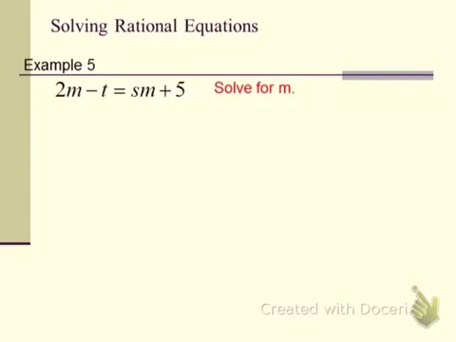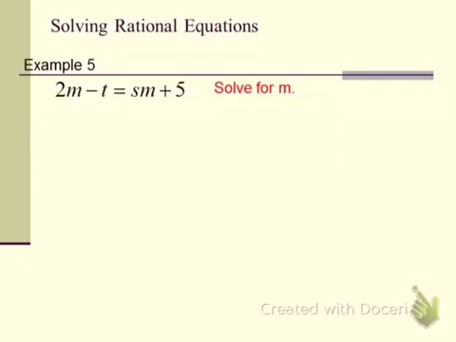2m minus t equals sm plus 5. Now the directions here say to solve for m. Now what's different? There's 3 variables, right? What else is different? There's 2 different m's, right? M is in 2 different places.